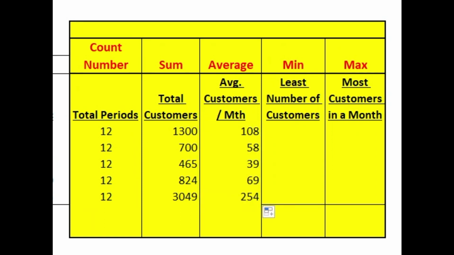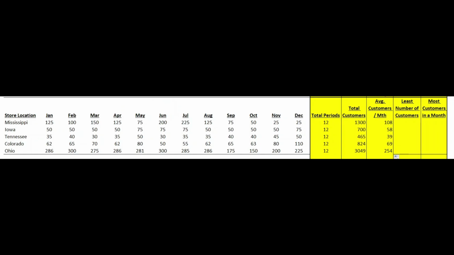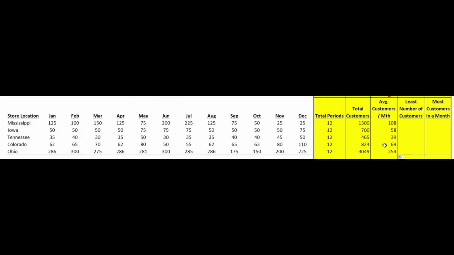And now we can see on an average month, Ohio gets the most customers, which makes sense because they had the most traffic during the year. Mississippi gets the second most customers, which again makes sense because they were the second highest traffic location. And then we see the other ones are 58, 39, and 69, which if I was CEO or business owner again, I'd probably start to ask questions to my management team of why.